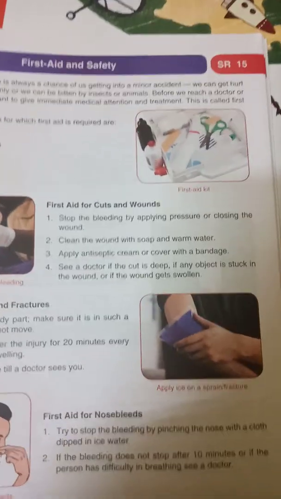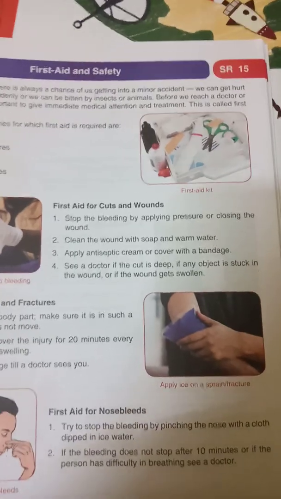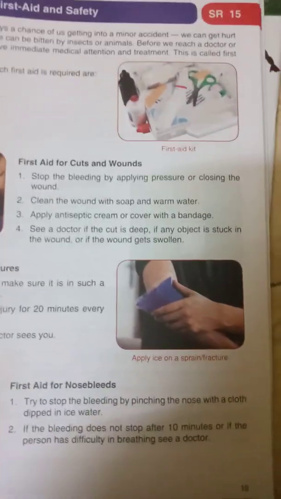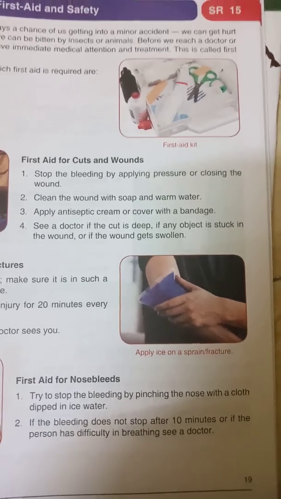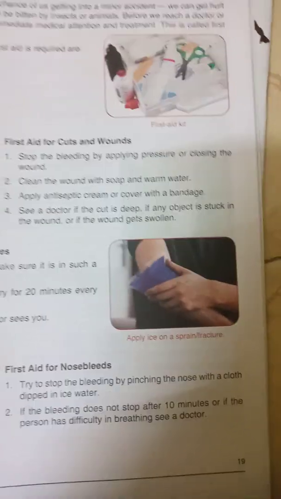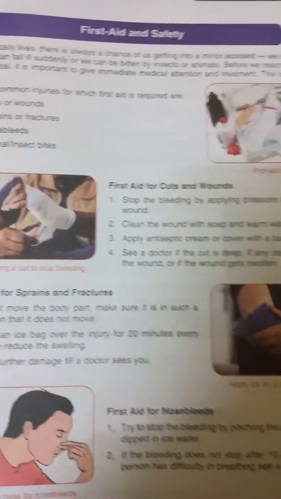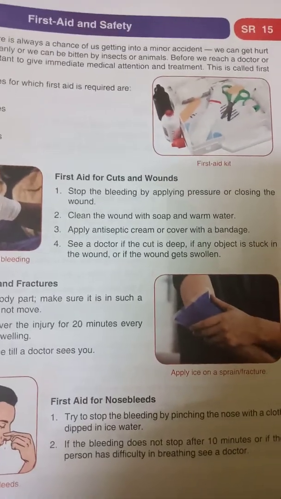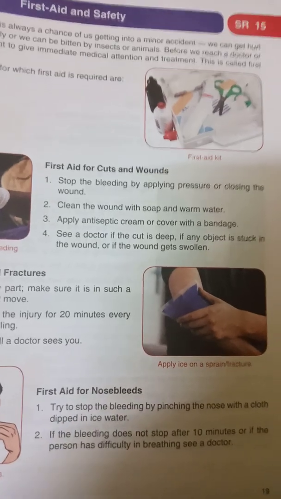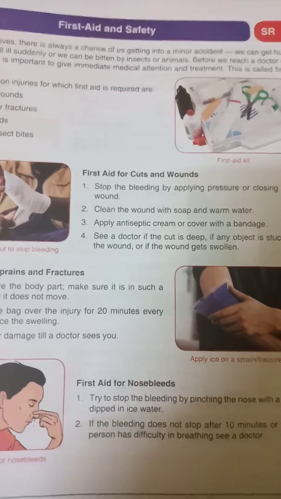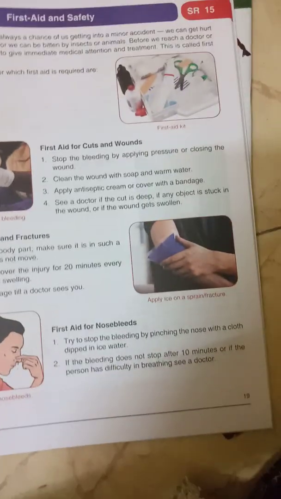So first aid for cuts and wounds, what do you do? Stop the bleeding. Bleeding means blood flow. Stop it by applying pressure or closing the wound. Then clean the wound with soap and warm water. Apply antiseptic cream. And see the doctor if the cut is very deep. Okay.